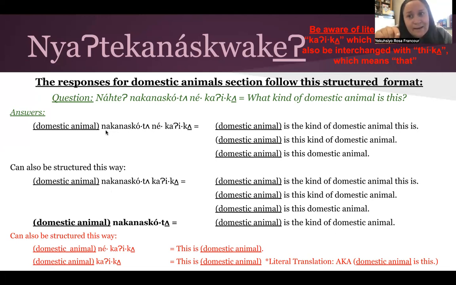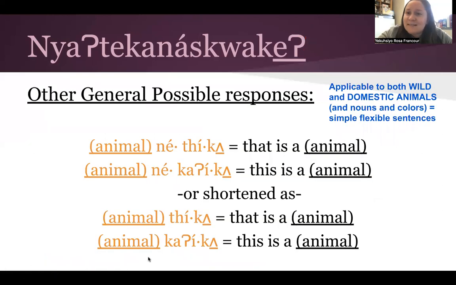Okay, so again, you see that na, because we're talking about the species of domestic animals. If you wanted to use an even simpler format, you could just use your animal negaig or your animal gaig. That is pretty simple. You can screenshot this and read this. This is basically the general format that I use. Your other possible responses could be just the animal, or your animal ne tig, your animal ne gaig, or the animal word plus tig or gaig.